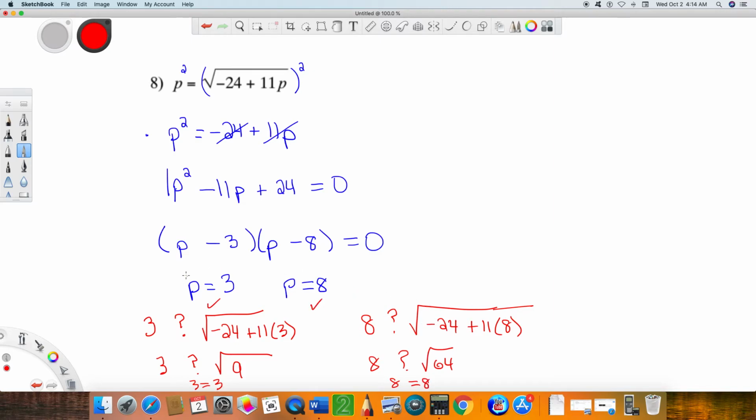All right, so both of these are in my solution set. They both checked on the original equation.